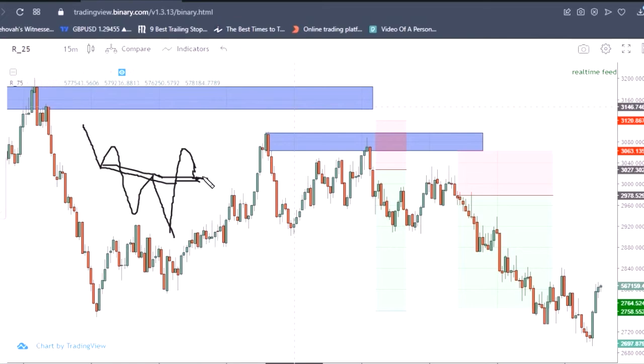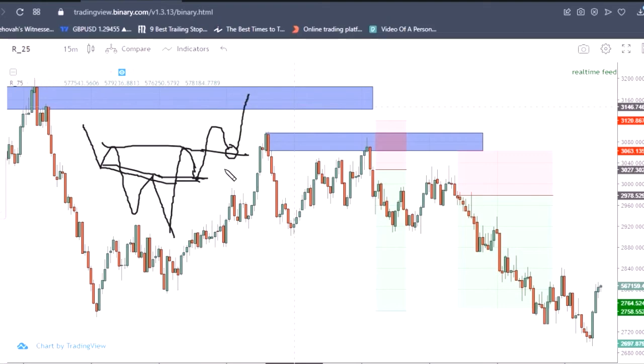But I usually prefer this zone up here. If this zone is broken, retested, then say there are some candlestick patterns that I've noticed that, okay, on this part the candlesticks have rejected, then I can now look for buys.